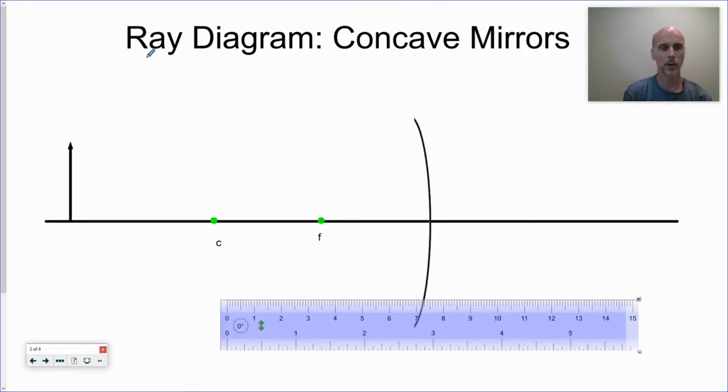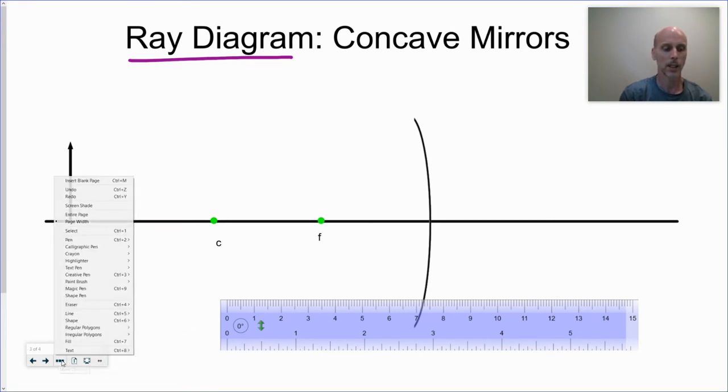So we're going to learn a process called ray diagrams, and what ray diagrams allow us to do is to predict the characteristics of an image that's produced from a different optical device. So we're going to take a look at convex mirror ray diagrams to start with.